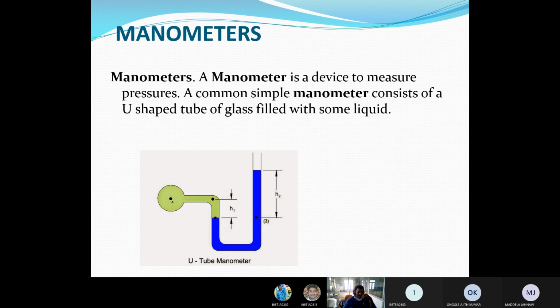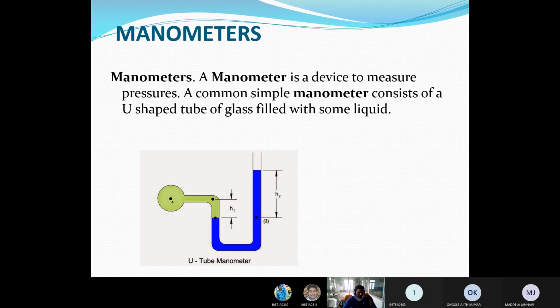Why do we call it a U-tube? Its shape is a U. That is why we call it a U-tube manometer. This U-tube manometer has two limbs. This is the left limb and this is the right limb. The left limb is attached to the pipe at the point where we have to measure the pressure, and the other limb is left open to the atmosphere. Understand?